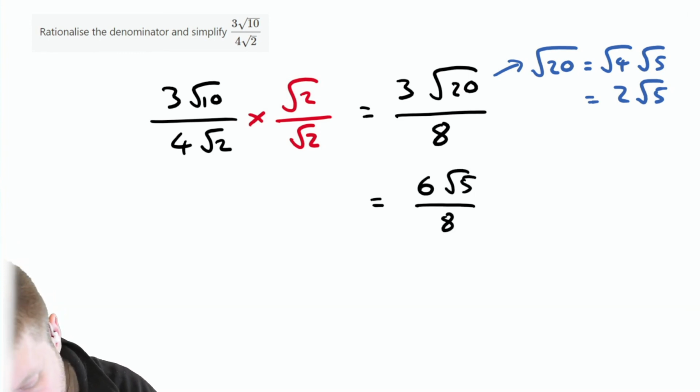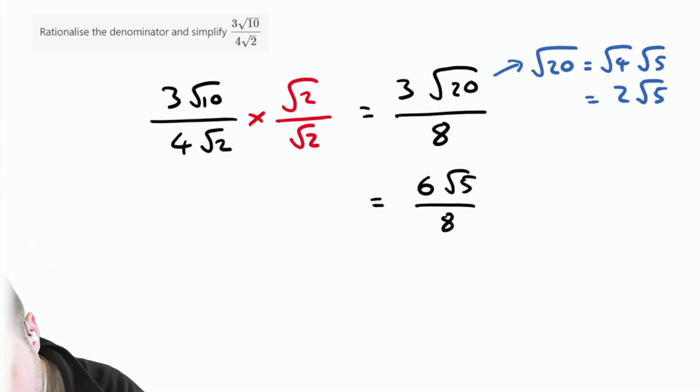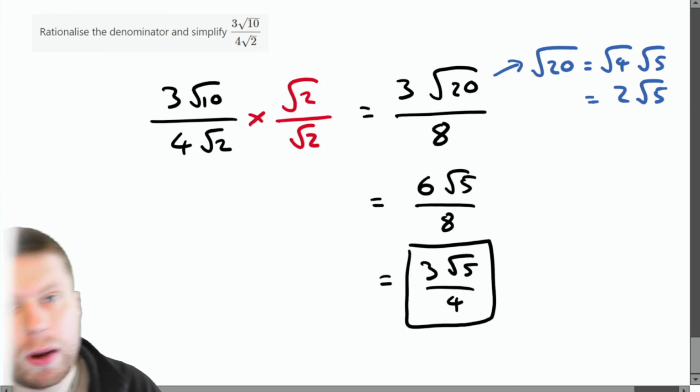And have a look. Remember, just ignore that root of 5, just treat it as 6 over 8. Okay, 6 over 8 simplified would be 3 over 4, so I get 3 root 5 over 4 there. Okay, and that there would be my final answer.